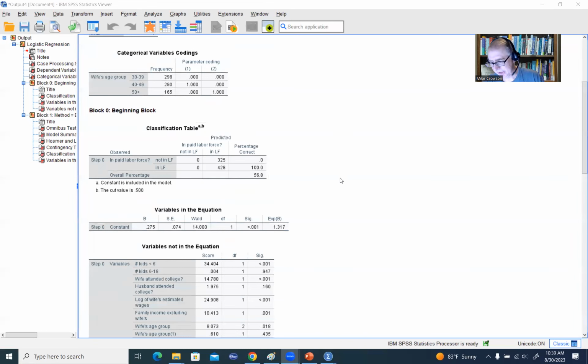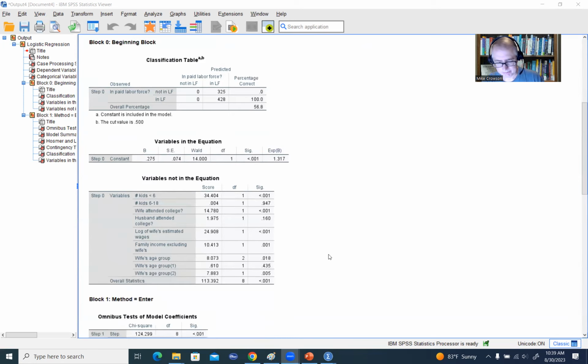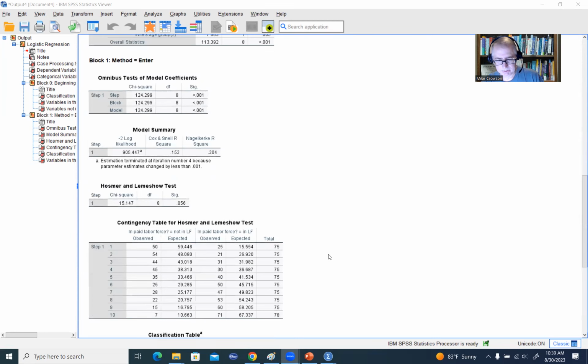So we'll scroll down a little bit to Block 0. This is information related to a null or intercept only model, and this model is used for comparison against our full model that contains our full set of predictors. Right down here is the regression slope for the intercept only model, so there are no predictors actually included in this. We're going to keep this in mind as we move forward when I start referring to our full model versus a null or intercept only model.